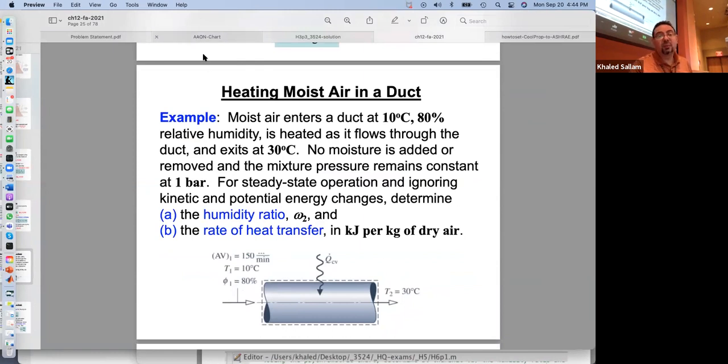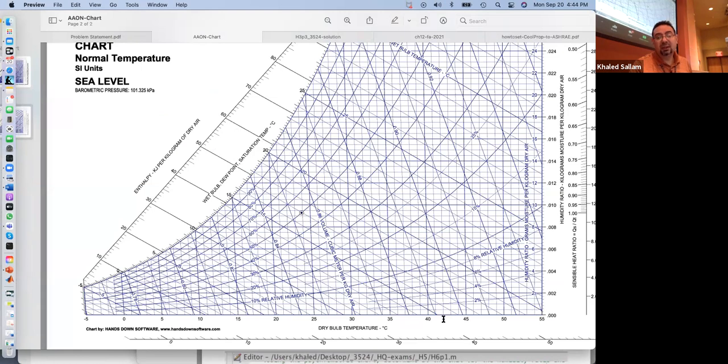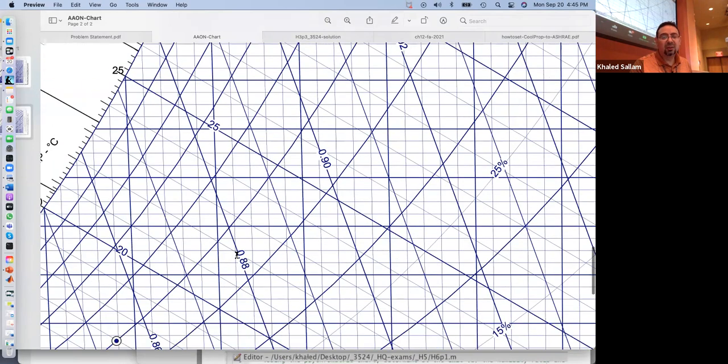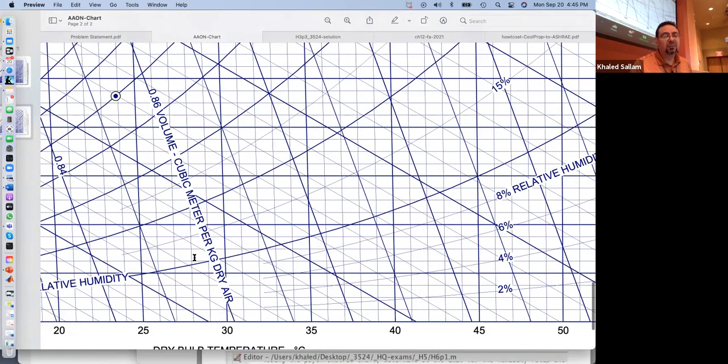Okay, so this chart, we talked about this chart and how useful it is. The dry bulb temperature is on the x-axis, omega on the y-axis. All those curves are for different phi, and the vertical lines ending with that scale are the H. Those not that steep curves are, anyone? What are those 0.9, 0.9, 0.88? Specific volume. Okay. So cubic meter per kilogram. It's the opposite of the density. It's not kilogram per meter cube, it's meter cube per kilogram.